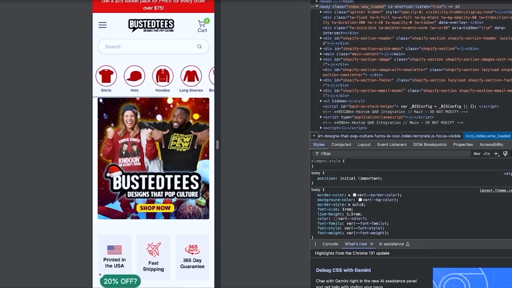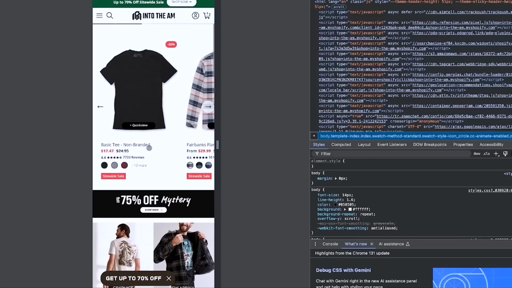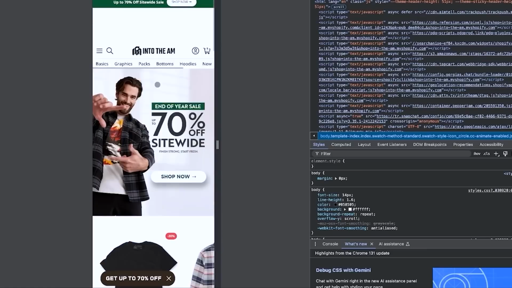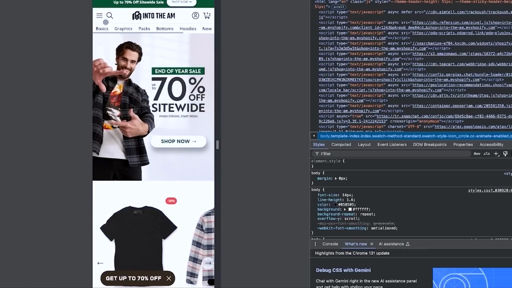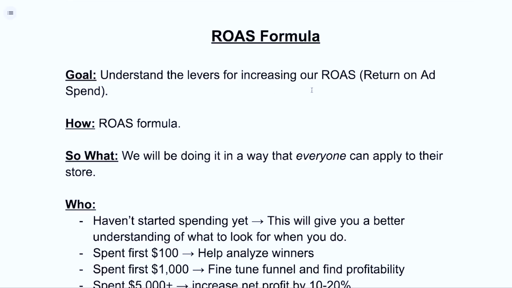And now we're going to be seeing examples of ways that we can look at top performing sites such as Busted Tees, Wicked Clothes, Into the AM, and what we're able to learn from looking at these sites to apply to our own stores in the interest of optimizing our overall funnel. And this is a practice that I use all the time, even after spending over $10 million on Facebook ads, doing over 25 million in sales. I still do this to this day.